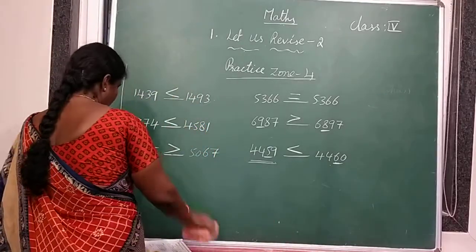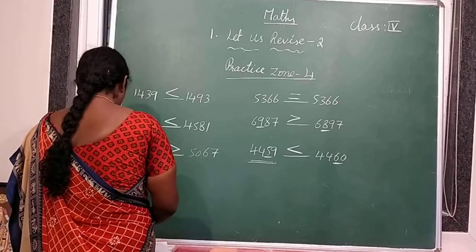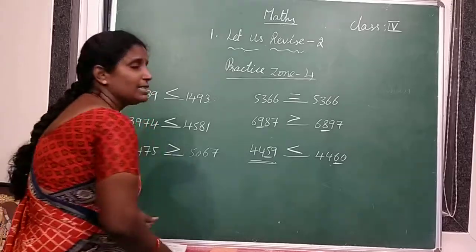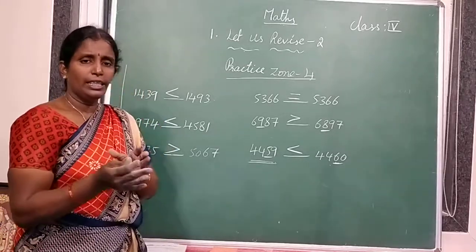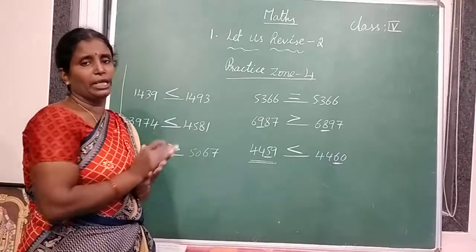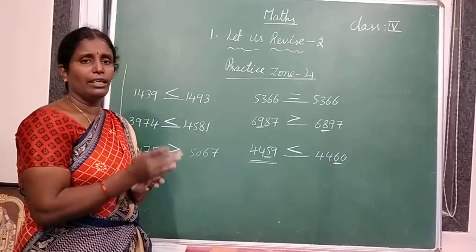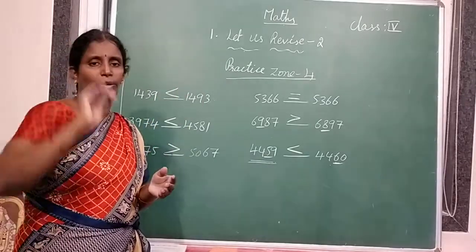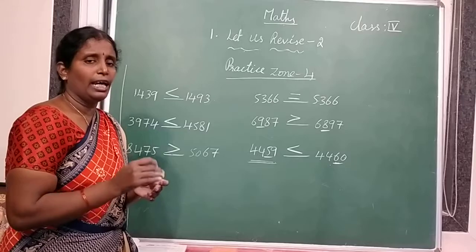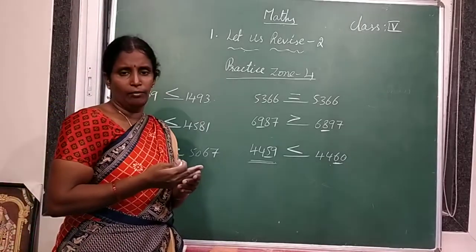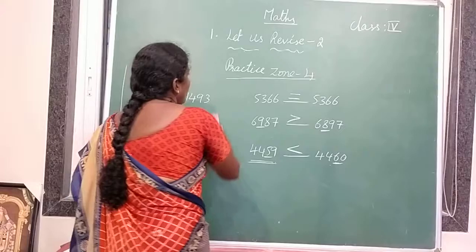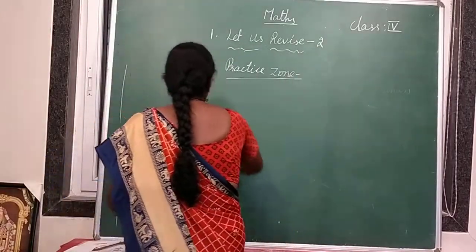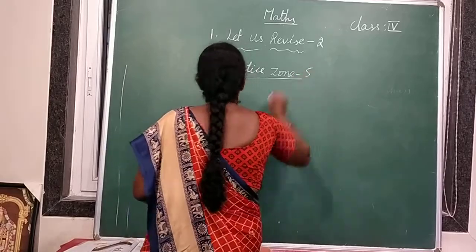Next, ascending and descending order. Do you know what is ascending order? Arranging the numbers from smaller to bigger. So ascending is nothing but arranging the numbers from small to big. And descending is nothing but arranging from big to small. Ascending is small to big.